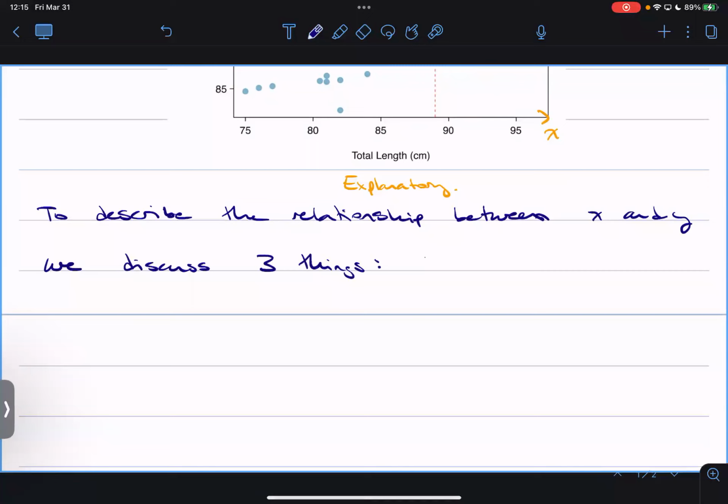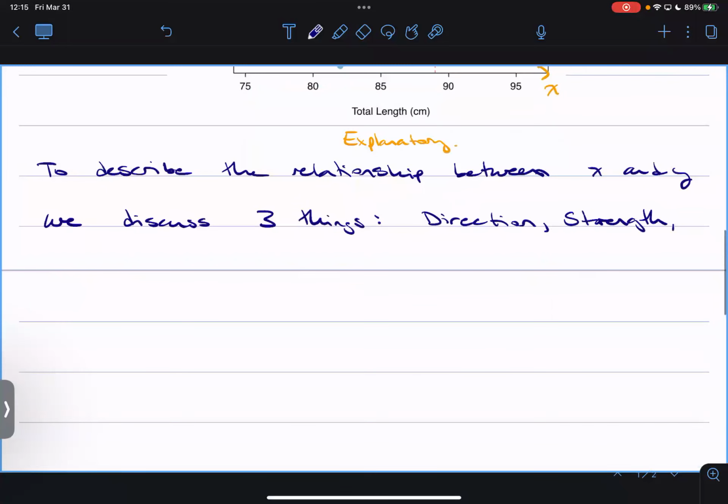direction, strength, and shape. Shape or form. I use shape because I used shape for histograms, right? And so for me, I just like to boil it down a little bit.